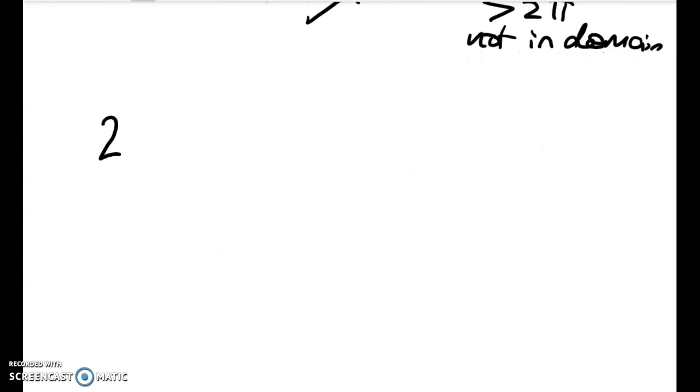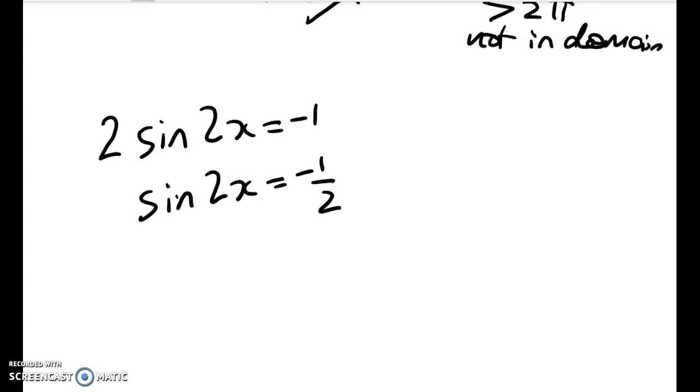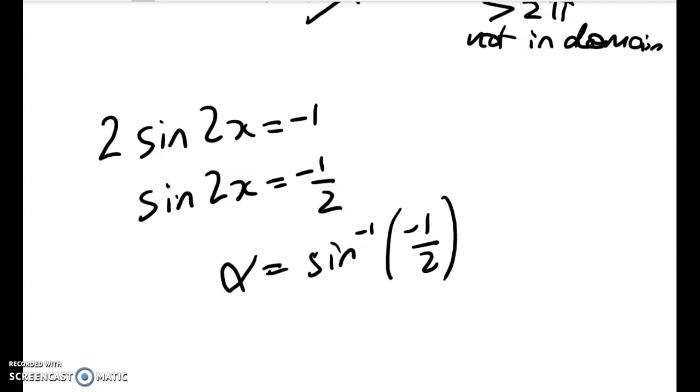So we're solving 2 sine 2x equals negative 1, sine of 2x equals negative 1/2. Alpha is equal to the angle whose sine is negative 1/2. Now you don't have to do this with exact values, but if you're watching this from my 13 MCA class, you should be doing it like that. You need to be pretty comfortable with them.